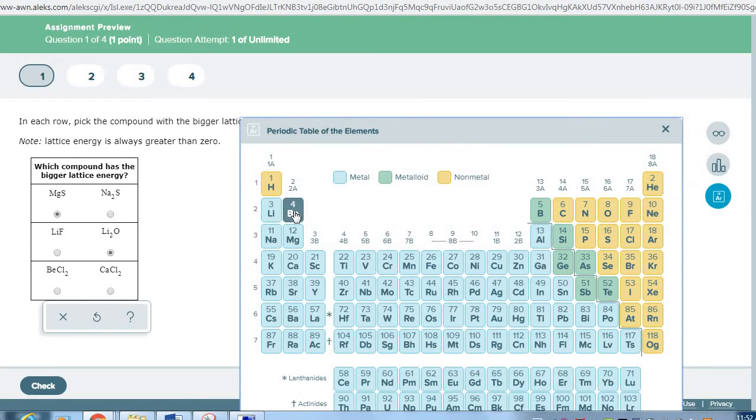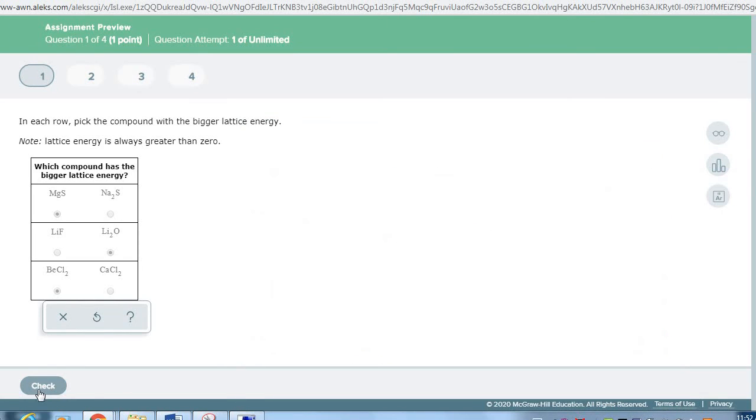Okay. Notice how the beryllium is smaller than the calcium. I know it's smaller because it's higher up the periodic table. These elements are smaller up here. So remember, the smaller the atom, if you're comparing, the higher the lattice energy. And so it's going to be beryllium chloride in this case, because beryllium is above calcium on the periodic table. So I'm going to click on check. I'm sure we got those right.